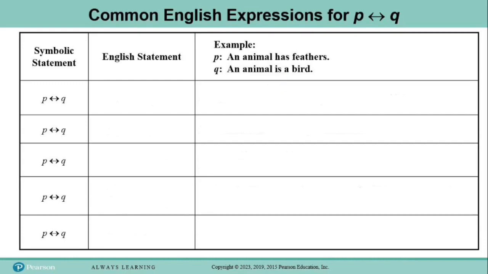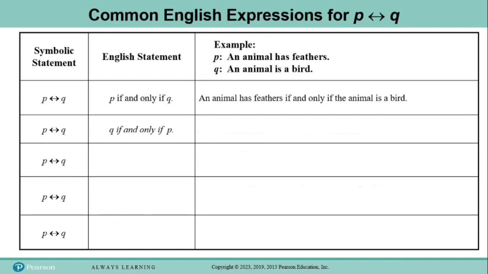So I guess the most obvious way to represent the biconditional statement is just to say "if and only if." So P if and only if Q. With our example here, that would say an animal has feathers if and only if the animal is a bird. That's pretty straightforward, but it would mean exactly the same thing if we said Q if and only if P. See, because the relationship has to work both ways, it does not matter which simple statement comes first. They both imply the same thing.